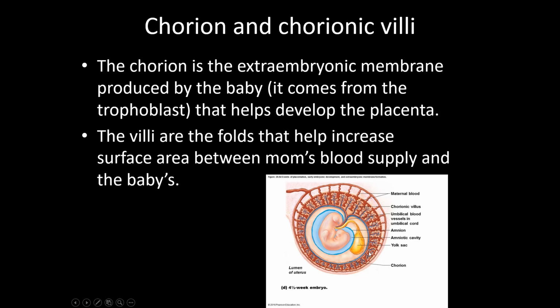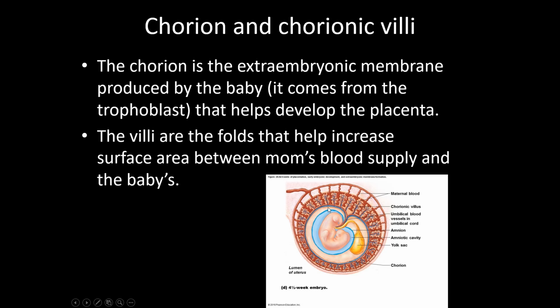Okay, so we're a little bit later in development. You can tell that this is an embryo. You can start to see they've color-coded different tissues out here. This area is the chorion. So again, the trophoblast becomes the chorion. The chorion has all of these little villi or extensions that the baby makes.